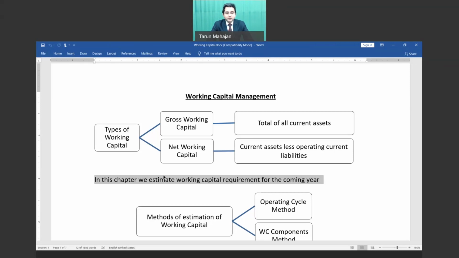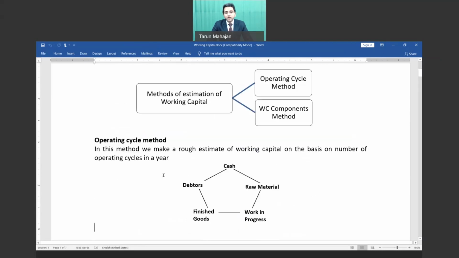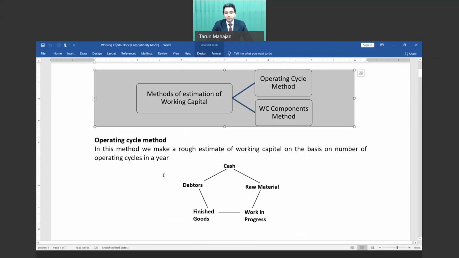Guessing, estimating, forecasting a right amount of working capital is necessary. Some adjustment may be made at the last moment, but not a great adjustment can be done. There are two methods of estimating working capital. One is the operating cycle method, which gives you a tentative idea of working capital. Other one, there is no name of the other method. I have given it a name, working capital components method.